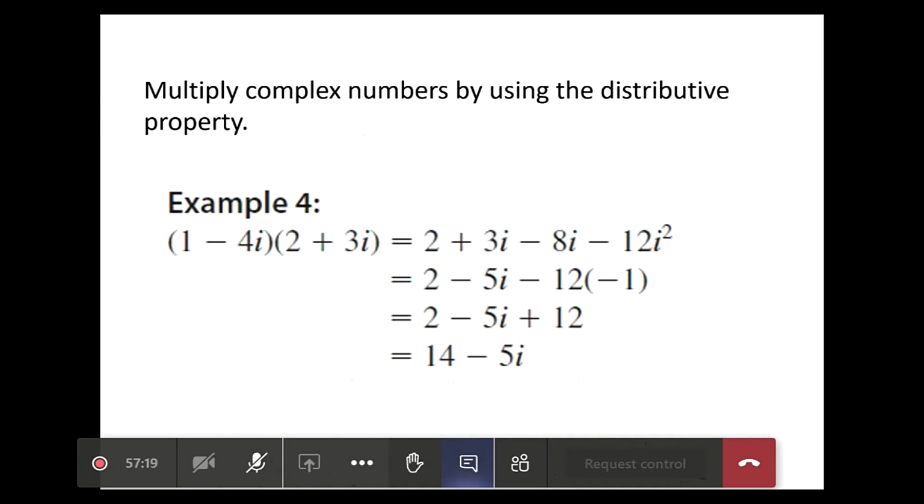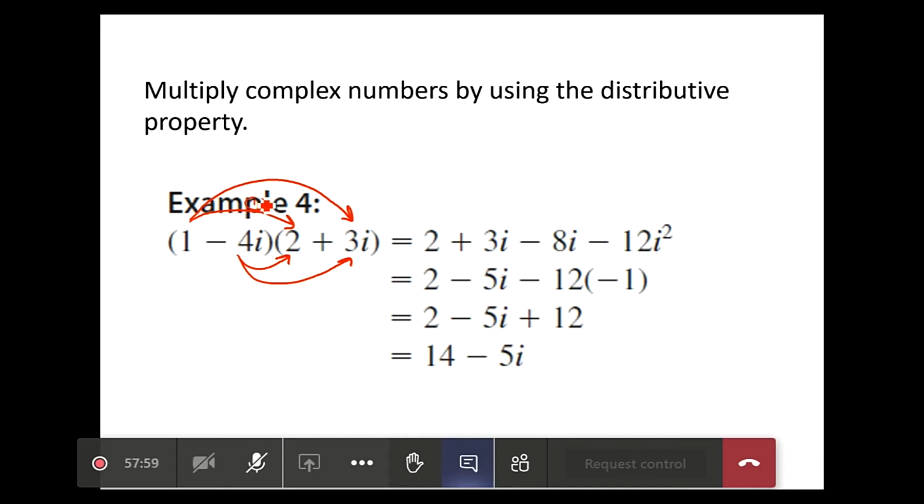Right. How can we multiply two complex numbers together? Just like multiplying two brackets. Multiply each term in the first bracket with all terms in the second bracket. So multiply 1 with 1, 1 with 2, and 1 with 3i. After that, negative 4 multiply by 2, and negative 4i multiply by 3i.